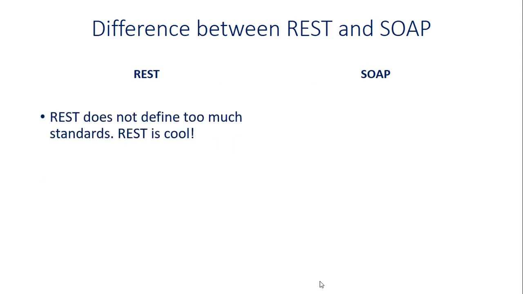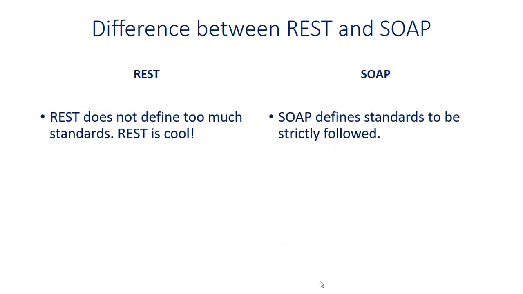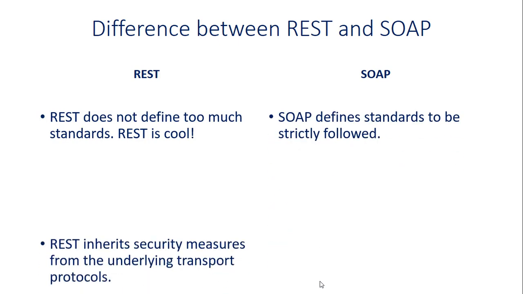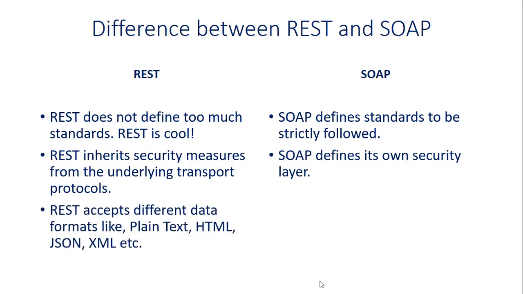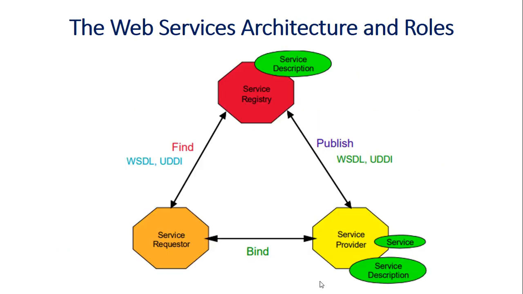REST does not define too many standards, whereas SOAP defines standards to be strictly followed. REST inherits security measures from the underlying transport protocol, whereas SOAP defines its own security layer. REST accepts different data formats like plain text, HTML, JSON, XML, etc., but SOAP only works with XML format.